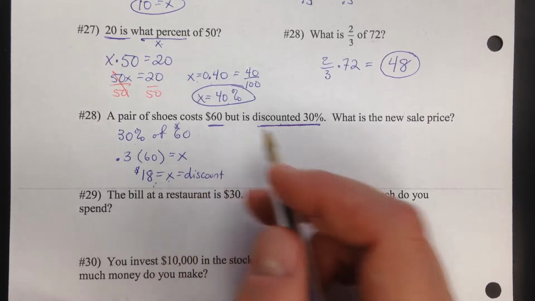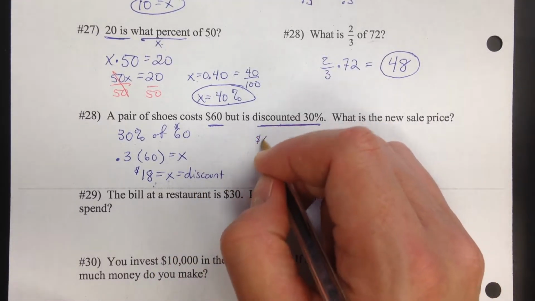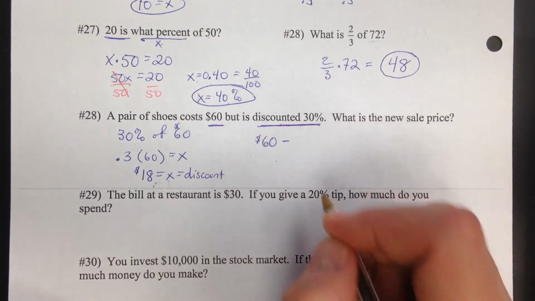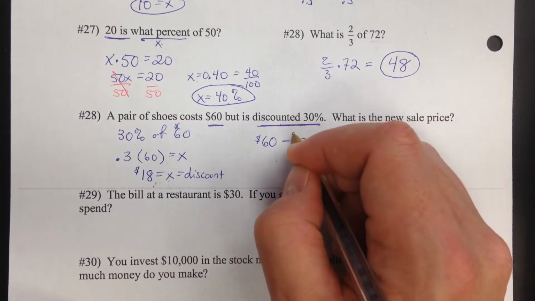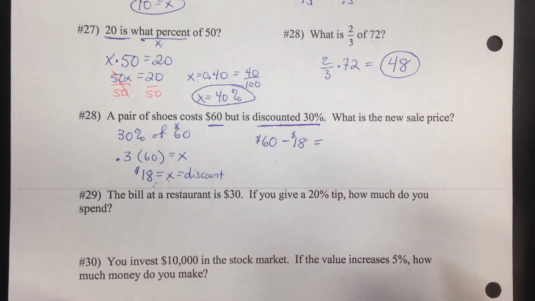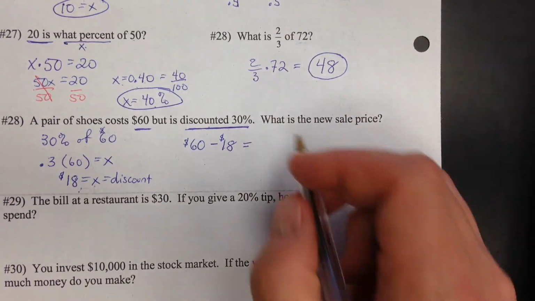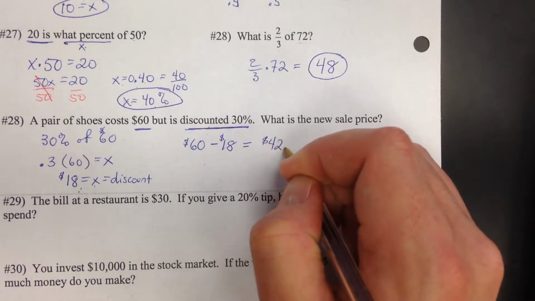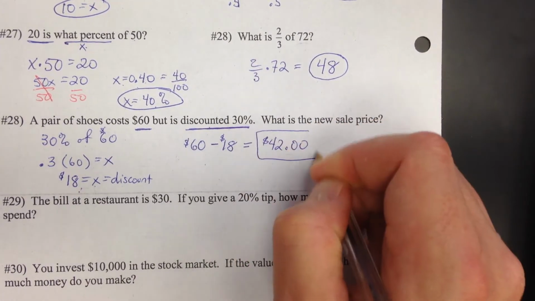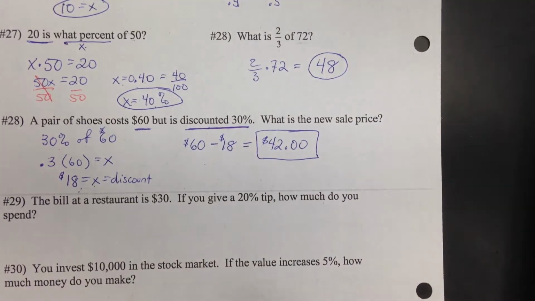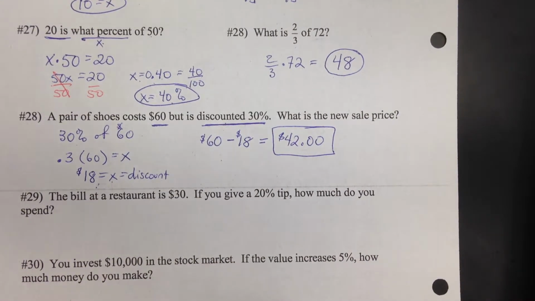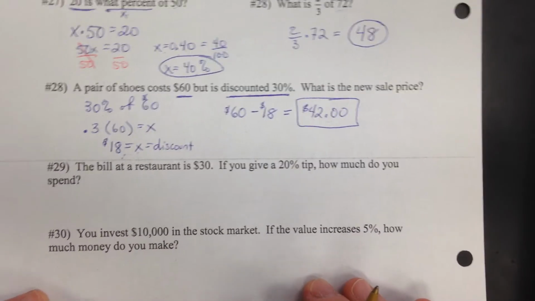That's how much the price is going to be decreased, that the price is going to go down. So the price was 60. But we're going to subtract the discount, which was 18. And what's left of that is 42. So the new price is going to be $42. So that would be nice if you can get that kind of discount. 30% is pretty good.